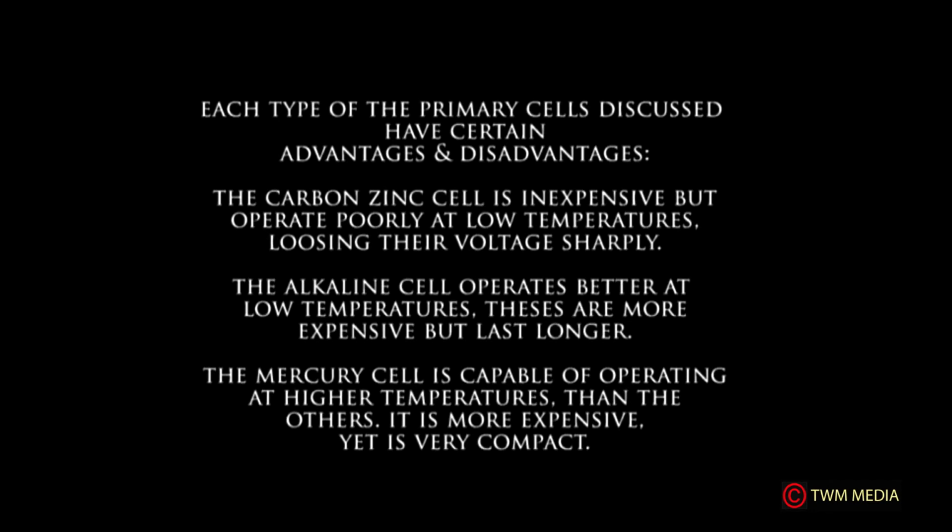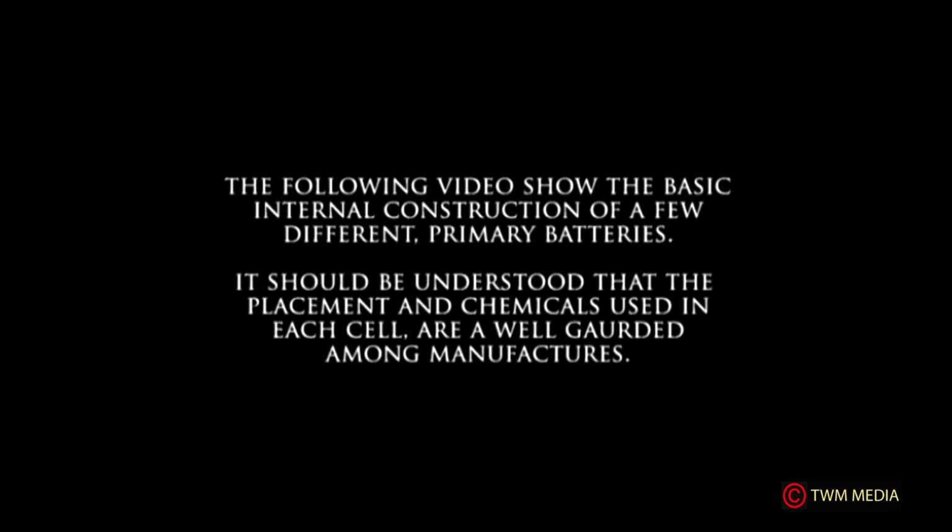The mercury cell is capable of operating at higher temperatures than the others. It is more expensive, yet it is very compact. The following video shows the basic internal construction of a few different primary batteries. It should be understood that the placement and chemicals used in each cell are well guarded among manufacturers.